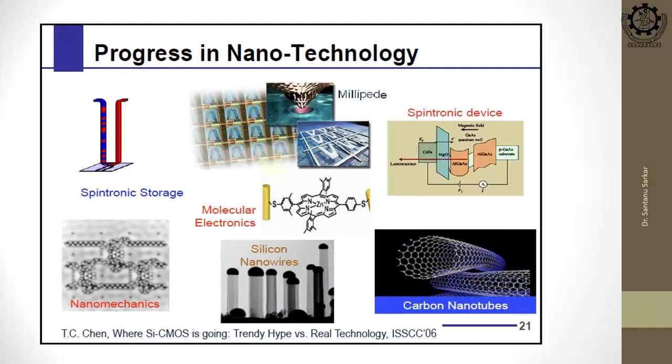If we think about modern technology, this is the progress in nanotechnology. Few of these are still in the development phase and mostly in the research phase. A lot of research is still going on. It will take time to come up as a mature process, but a few of these are promising, like spintronic storage, spintronic devices, nanowires, and carbon nanotube. You may have heard of a few of these.